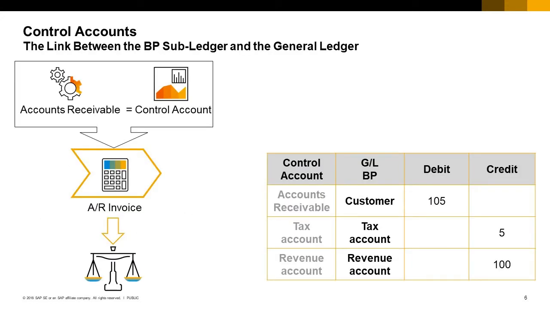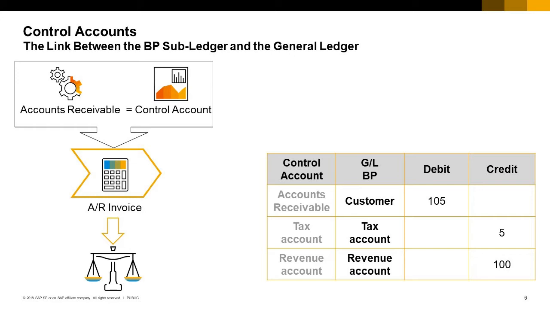In the GL account determination window, you also define the control accounts: accounts receivable for the sales process and accounts payable for the purchasing process. A control account links the business partner subledger accounts to the general ledger. You need to define a GL account as a control account in the chart of accounts. Whenever you post a document to a business partner, the system automatically registers the journal entry to the business partner master data account balance and the control account balance. You cannot post journal entries directly to a control account.